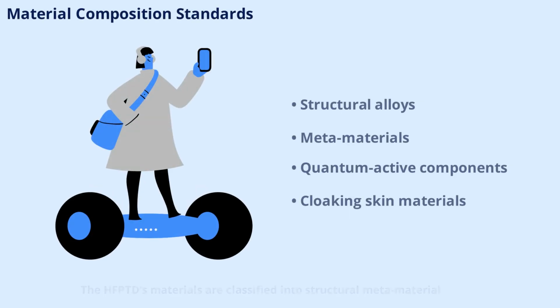The HFPTD's materials are classified into structural, metamaterial, quantum active, and cloaking categories. Each material is defined by its composition, properties, and purity requirements. From titanium vanadium superalloys to adaptive optical metamaterials, every component is engineered for maximum performance and stability under extreme conditions.